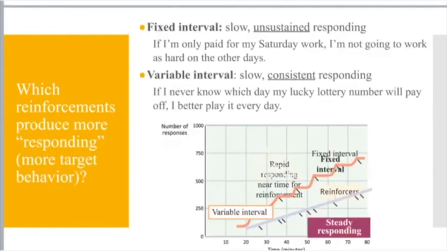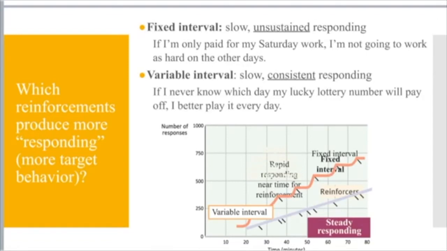So the question remains, which reinforcements produce more of the responding behavior, more of the target behavior? We know that fixed interval schedules are slow and unsustained in terms of how often they're going to respond. If I'm only paid for my Saturday work, I'm not going to work as hard on the other days, right? That makes sense. Variable interval is slow and consistently responding. If I never know which day my lucky lottery number will play off, I better play it every day.